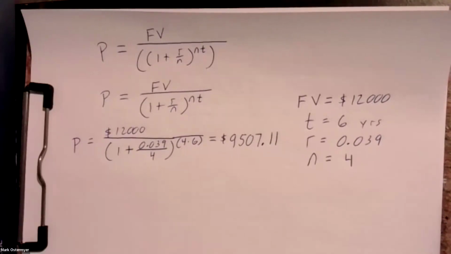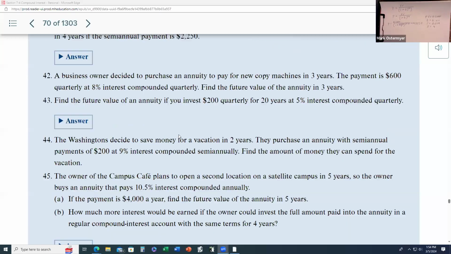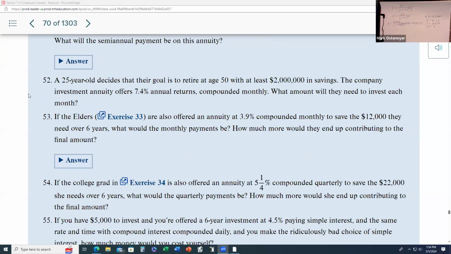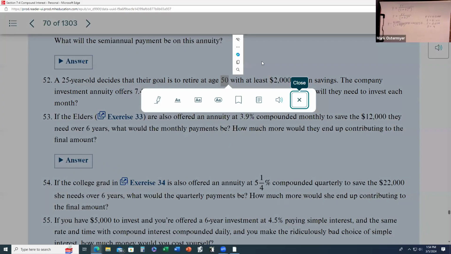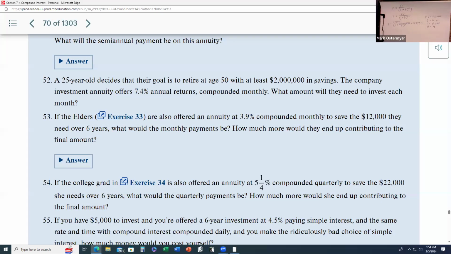33. All right, now I want to turn our attention to problem 52 here. This will be classwork number 2. It says a 25-year-old decides that their goal is to retire at age 50. Lucky them. With at least $2 million in savings. The company investment annuity offers 7.4% annual returns, compounded monthly. What amount will they need to invest each month?